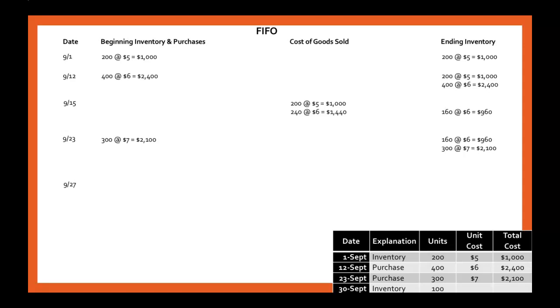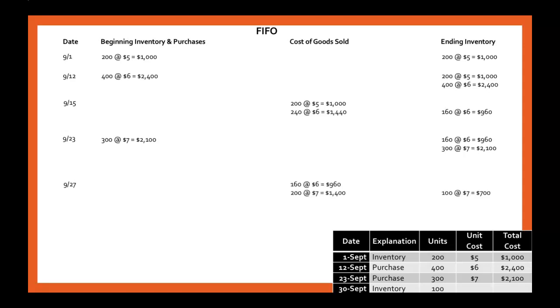Now on the 27th, we sold 360 units. So again, first in, first out. So the first ones that we want to sell are these units at $6 a piece.